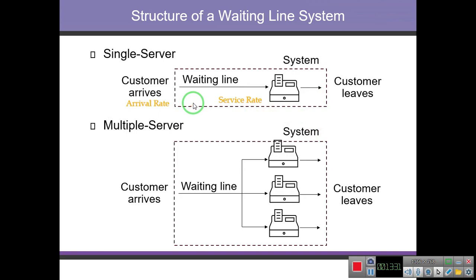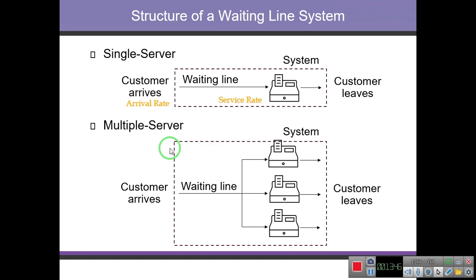So I showed you before a single server system. It's pretty simple, right? The customer arrives, they wait in line once they arrive, and then there's a system, a process, they go through it, and then they leave. That's a single server system.